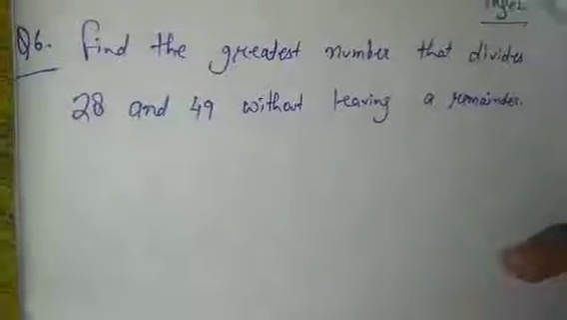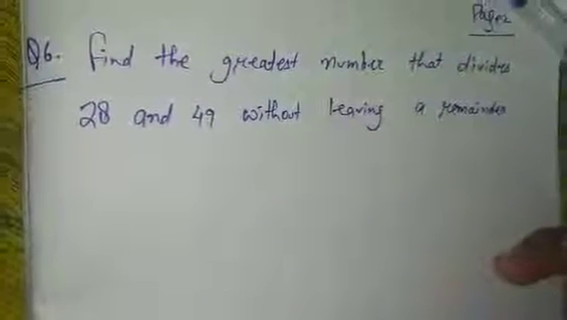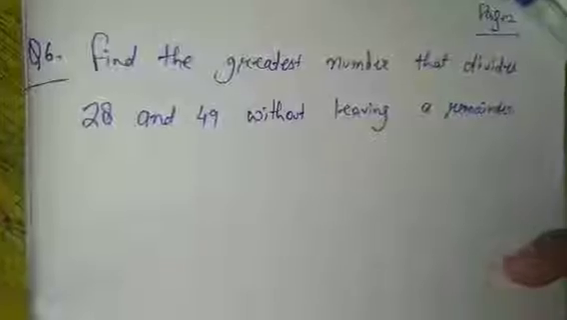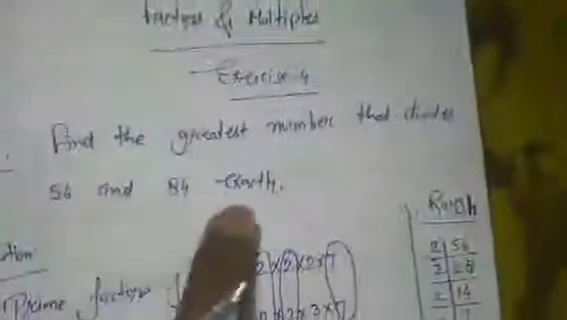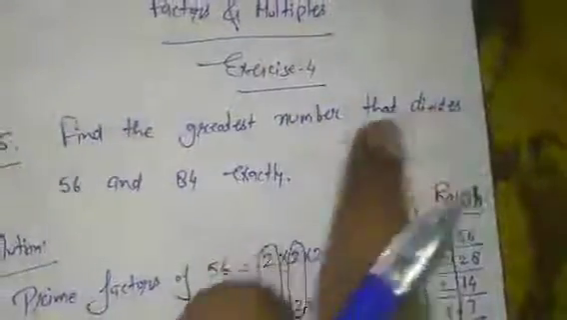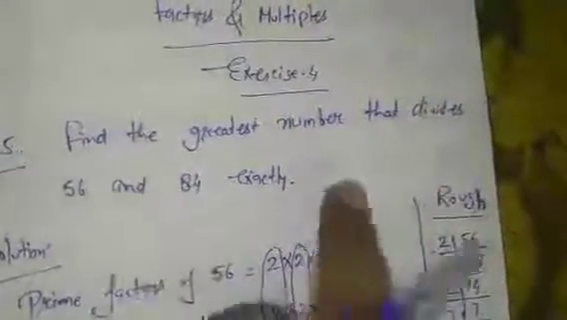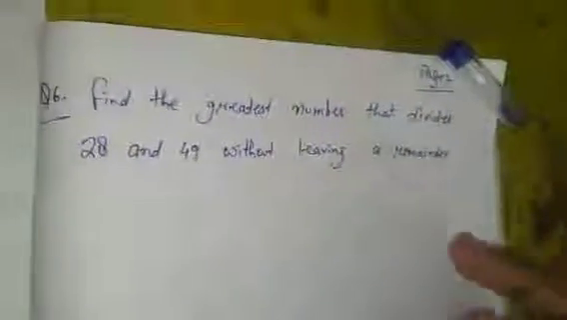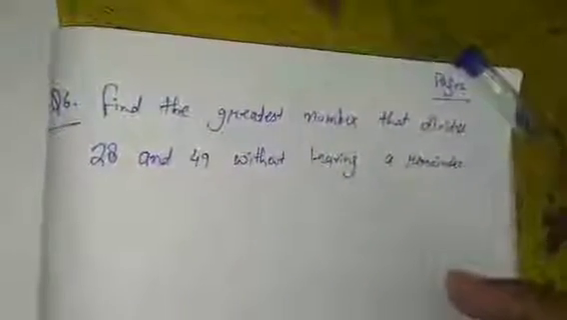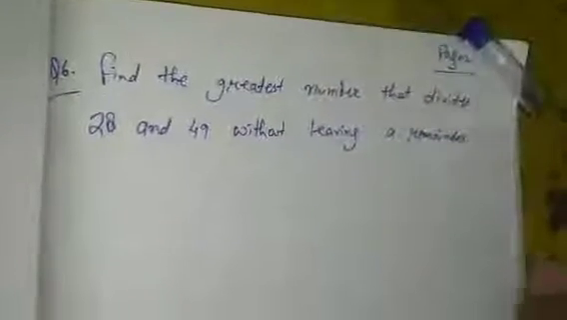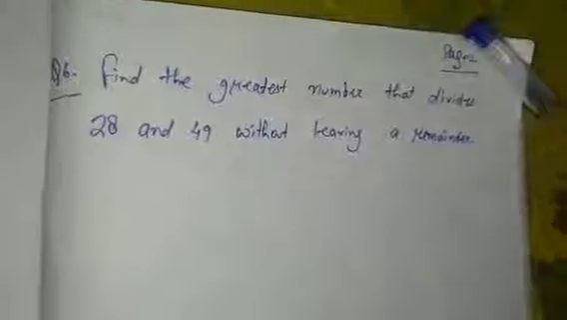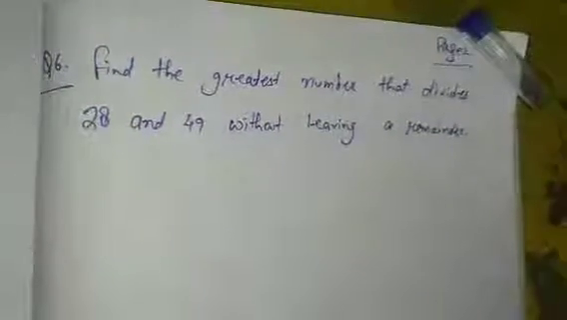Okay, so students, it is also like question number 6, question number 5. In question number 5 it has been told to you to find the greatest number that divides 56 and 84 exactly, and in this question it has been told to find the greatest number that divides 28 and 49 without leaving a remainder. So the same thing will be applicable. I will provide it to you in your homework.